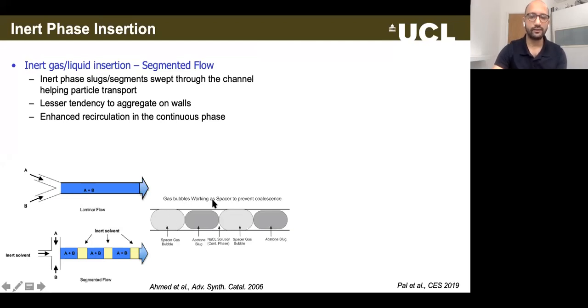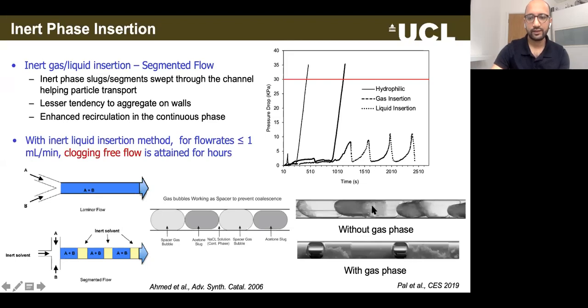And these gas bubbles also act as spacers, which basically push the particles throughout the reactor. So here we see without the gas phase, the particles come out and tend to deposit on the reactor walls. But when we insert the gas phase, these gas bubbles basically push the particles throughout the liquid.